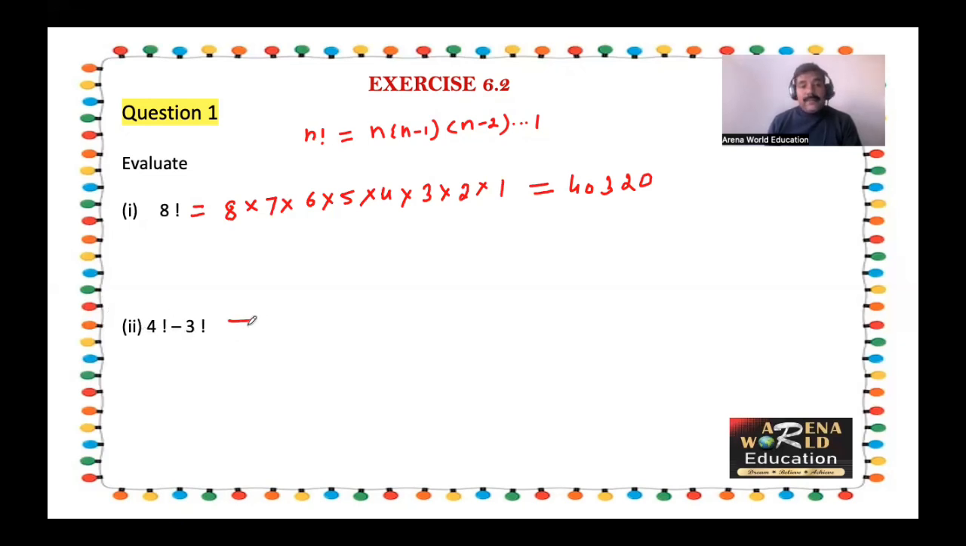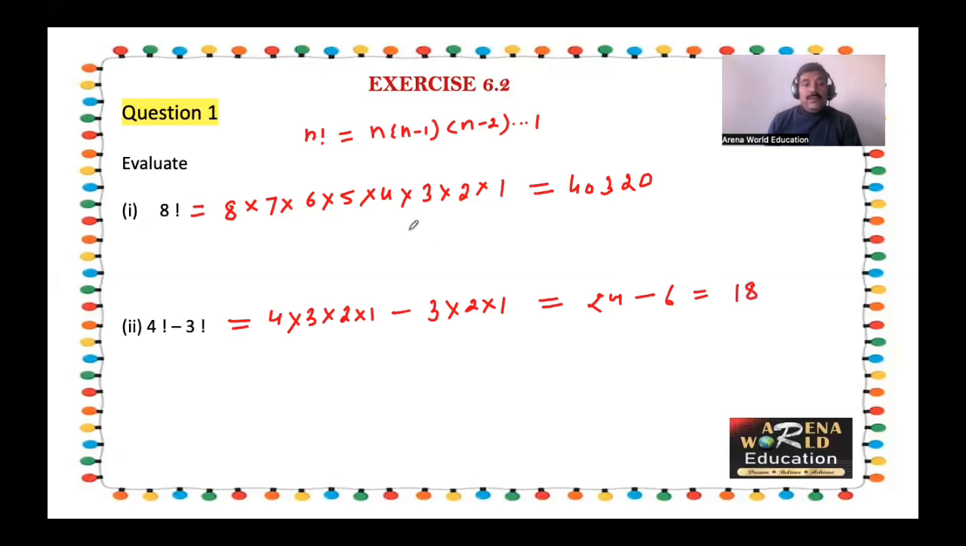4 factorial will be 4 into 3 into 2 into 1. And what about 3 factorial? It will be 3 into 2 into 1. So 4 into 3 into 2 into 1 will be 24, and 3 factorial is 6. So 24 minus 6, it will be 18.